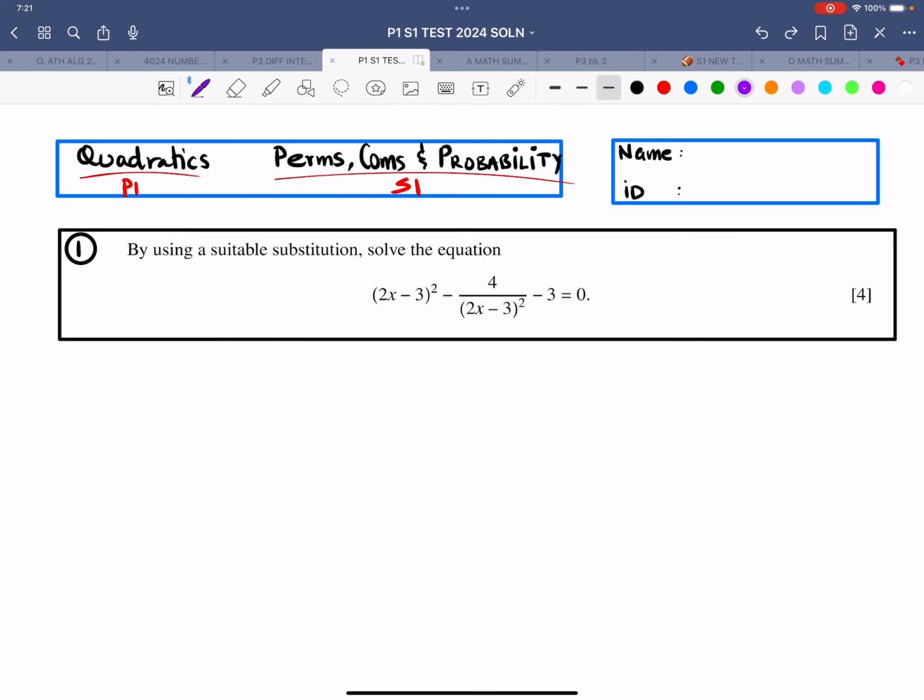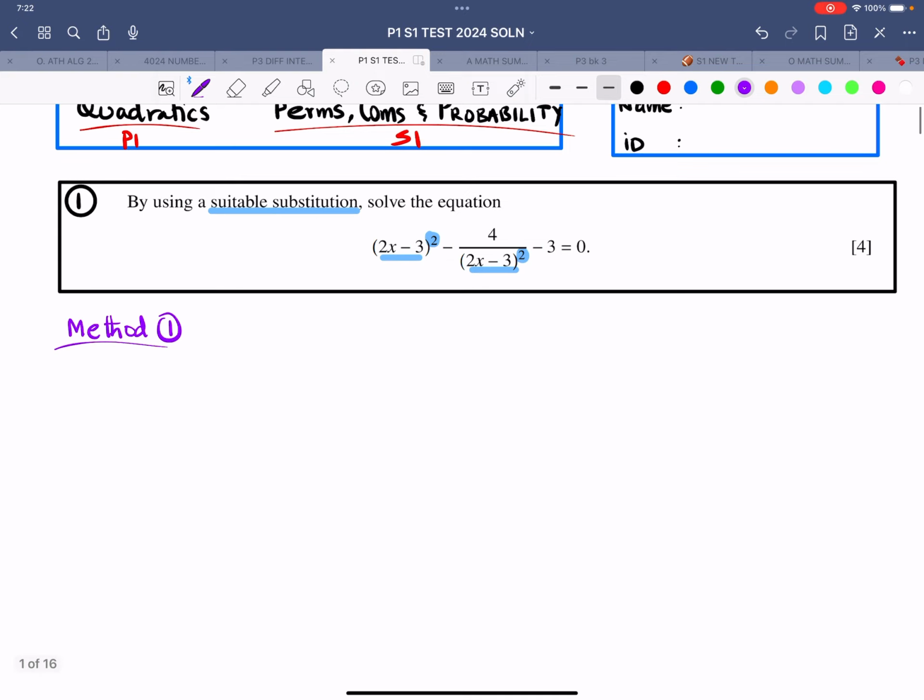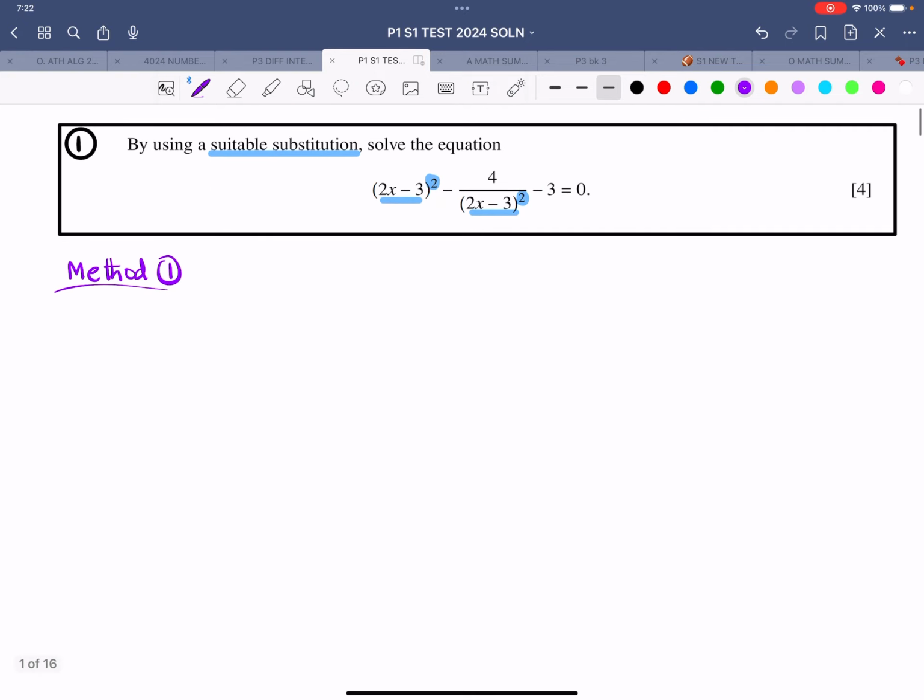Let's look at this question. The question says, by using a suitable substitution, solve this particular equation: (2x minus 3) the whole thing squared minus 4 over (2x minus 3) the whole thing squared minus 3 equals 0. Now there are two possible approaches to this question. Let me use two different methods to solve it. The two methods will focus on two different kinds of substitution.